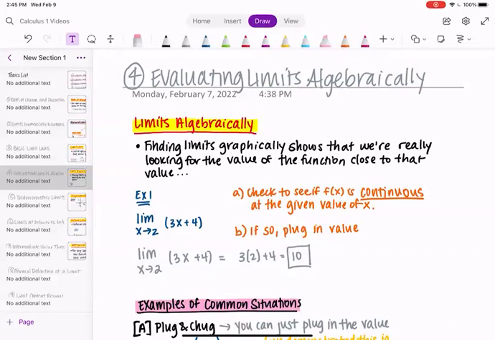In this video, we're going to go over limits and how to evaluate them from an algebraic standpoint. In the last video, we talked a little bit about how to evaluate them from a graphical standpoint, but there's an additional level of complexity with solving them algebraically that we'll go into in this video.